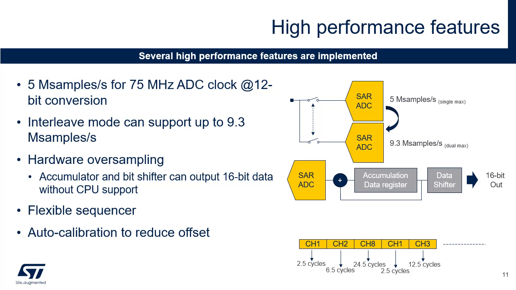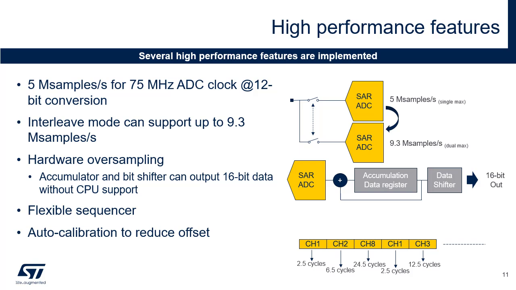The ADC includes the oversampling hardware, which accumulates data and then averages them without CPU assistance. The oversampler can accommodate from 2 to 256 times samples and right shift from 1 to 8 binary digits. The sequencer allows the user to convert up to 16 channels in any desired order. Also, each channel can have a different sampling time.